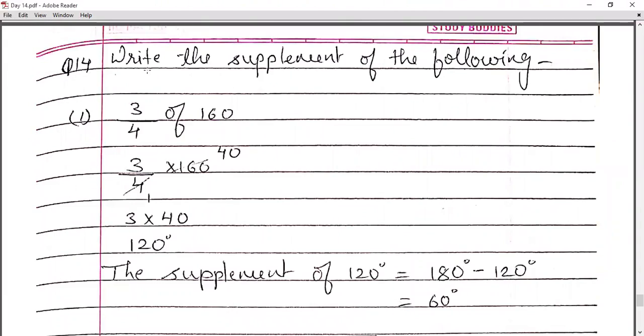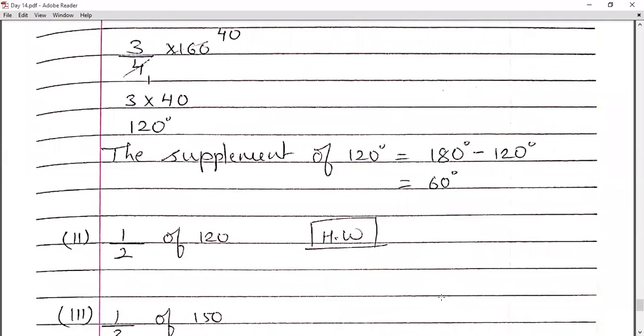Question number 14. Write the supplement of the following angles. 3 by 4 of 180 degrees. Let us first find the angle. 3 by 4 of, of means multiplication, 160 degrees as it is. Simplifying 3 by 4 of 160, you will get 120 degrees. Hence, the supplement of 120 degrees is 180 degrees minus 120 degrees, that is equal to 60 degrees.